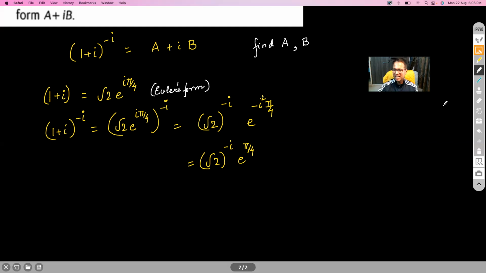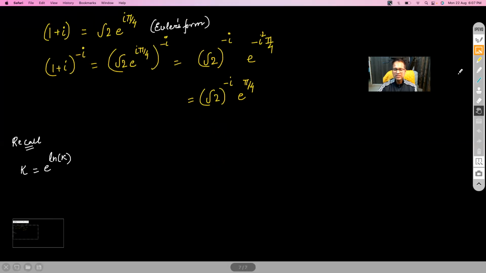Now I'm sure many people are stuck. What to do with this guy? Okay, never mind. I'll show you what to do with that. See, root 2. In fact, let me take you to the logarithmic properties. Any number k can be written as e to the power ln k. This property, if you recall, is actually called the fundamental logarithmic property.